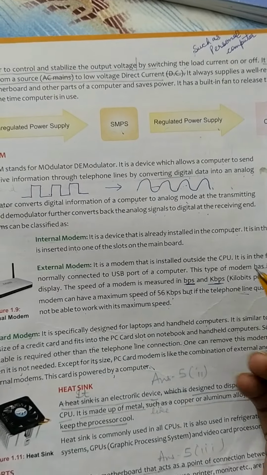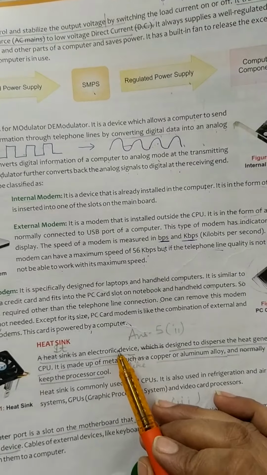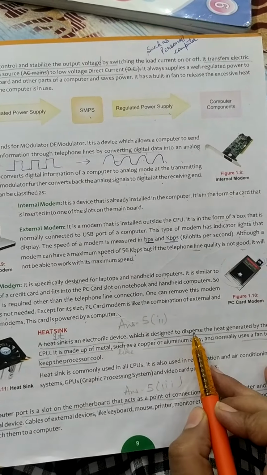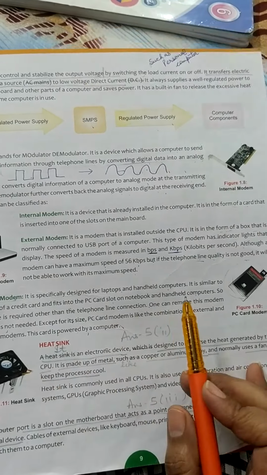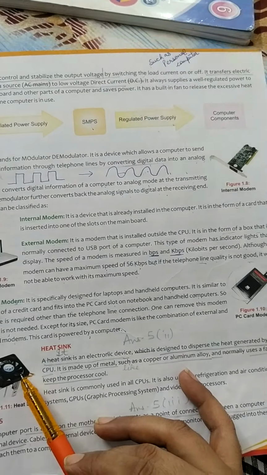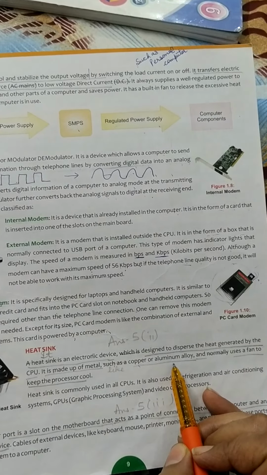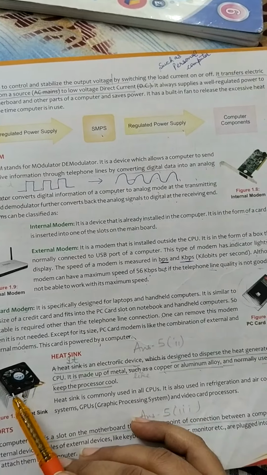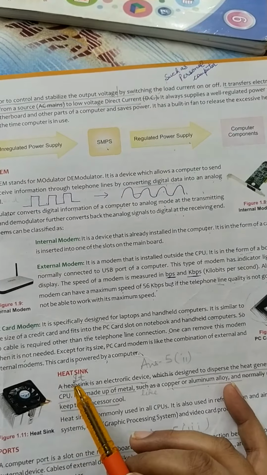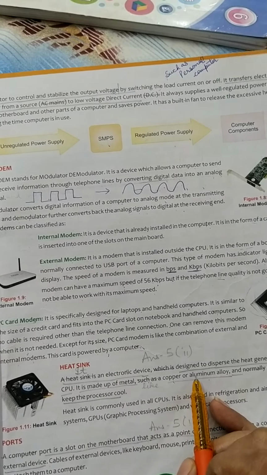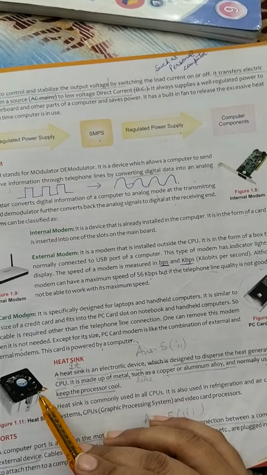Next is heat sink. It is an electronic device that is designed to disperse the heat generated by the CPU. The excess heat that is generated in the CPU is dispersed by using a heat sink. It is made up of a metal. It can be copper or aluminium alloy, and it uses a fan to keep the processor cool. When heat is generated in excess in the CPU, it switches on the fan to disperse all the heat from the system and keep the processor cool.